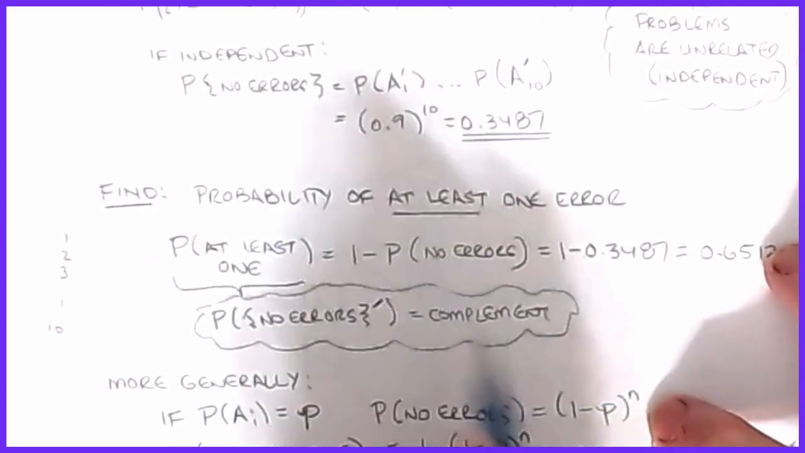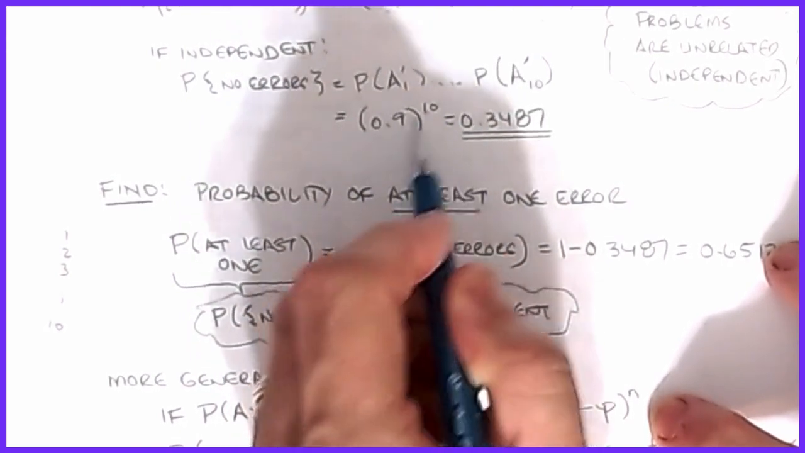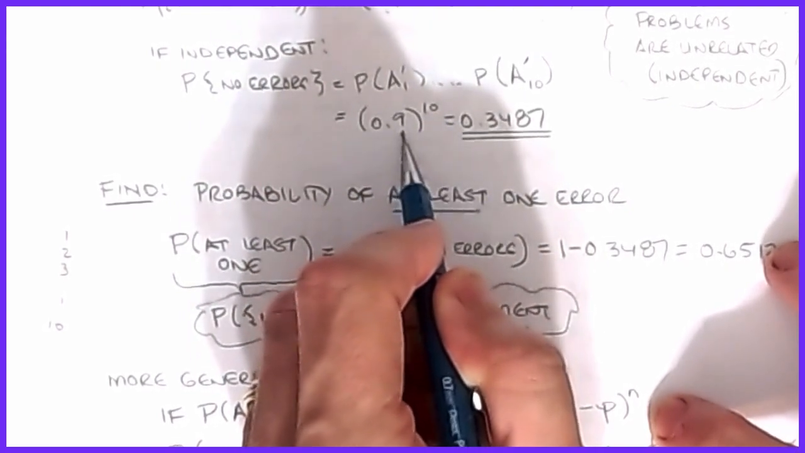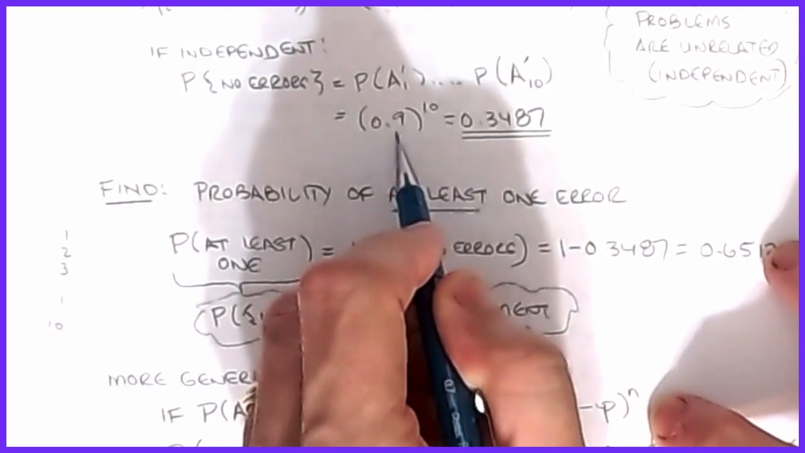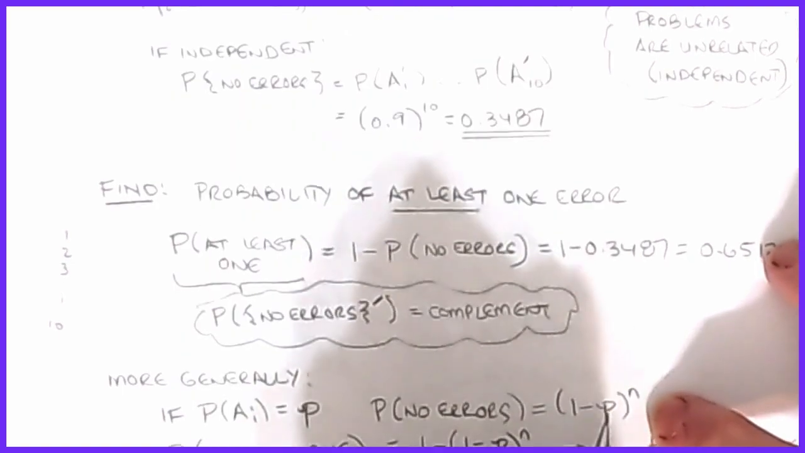You saw this formula here, right? So if I have 10 questions, it was a 10 for n, and if my probability was 0.9 for getting it right, it was, you know, P to the n, or sorry, (1 minus P) to the n power. That's all that we've done here.